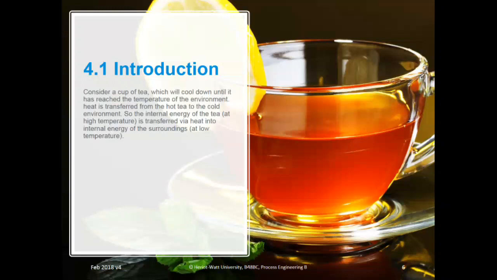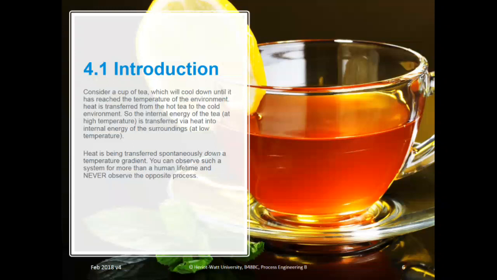So consider a cup of tea, which will cool down until it has reached the temperature of the environment. The heat is transferred from the hot tea to the cold environment. So the internal energy in the tea at the high temperature is transferred via heat into internal energy of the surrounding. So you're transferring delta U from the tea to delta U to the air, and the delta U equals Q plus W. In this case, there is no work done, so it's just Q. Heat is being transferred spontaneously down a temperature gradient. So the tea is hotter than your air.